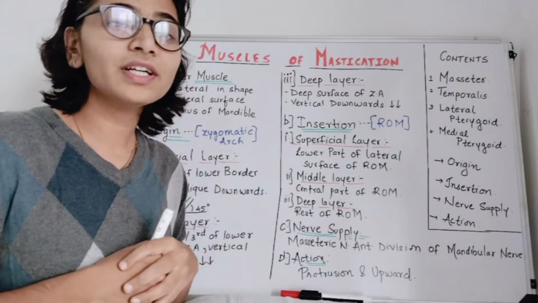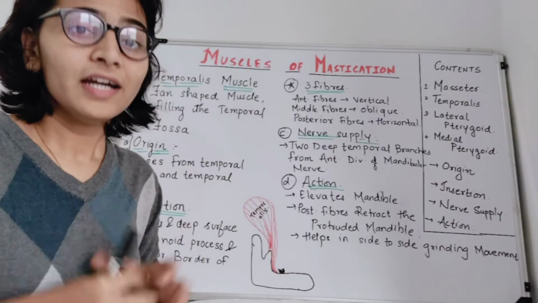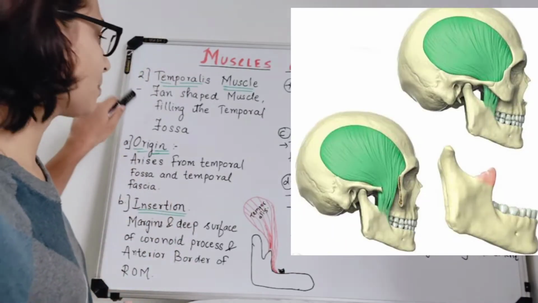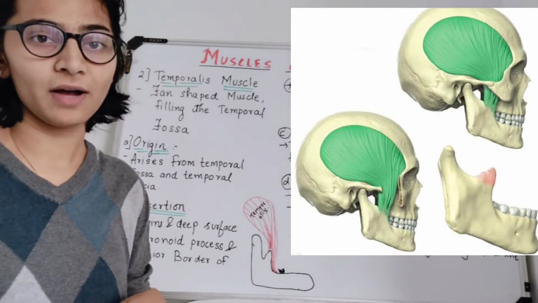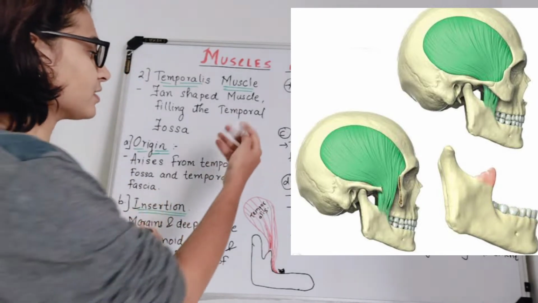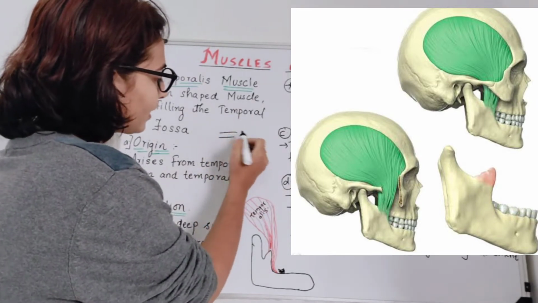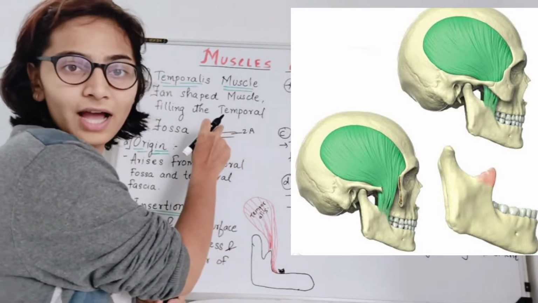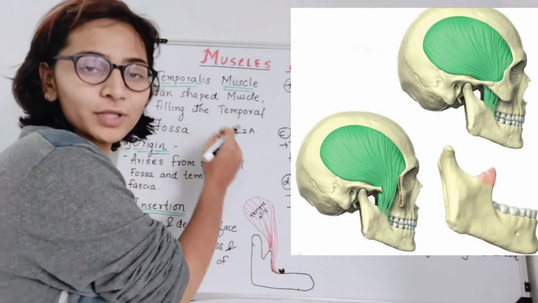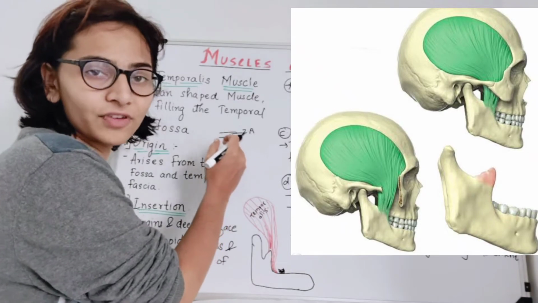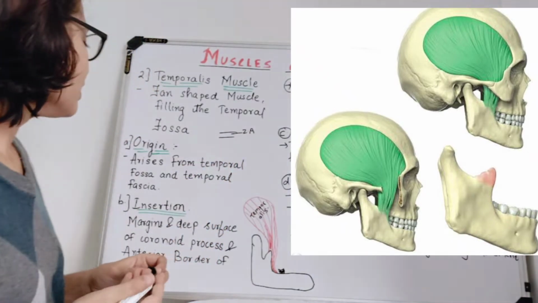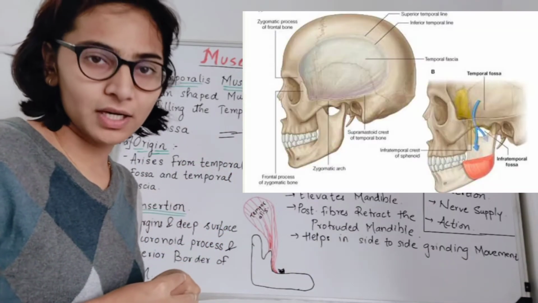Let's study about the temporalis muscle. Temporalis muscle is a fan-shaped muscle filling the temporal fossa. We all know what temporal fossa is. Suppose this is a zygomatic arch: above the zygomatic arch there is temporal fossa and below the zygomatic arch there is infratemporal fossa.